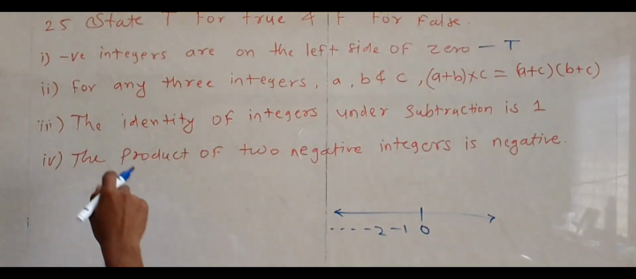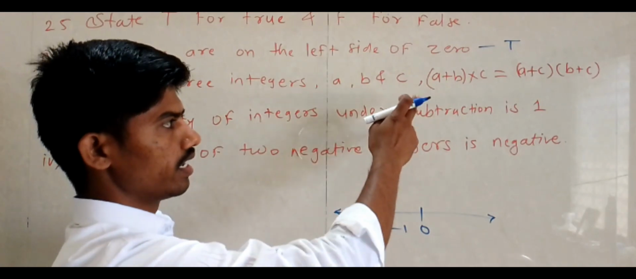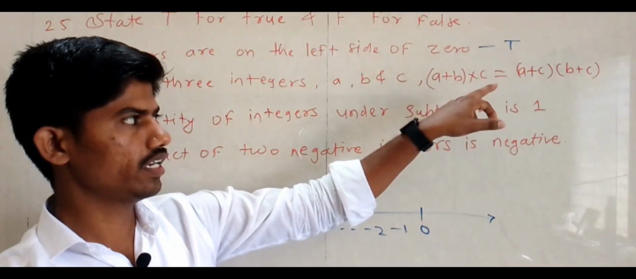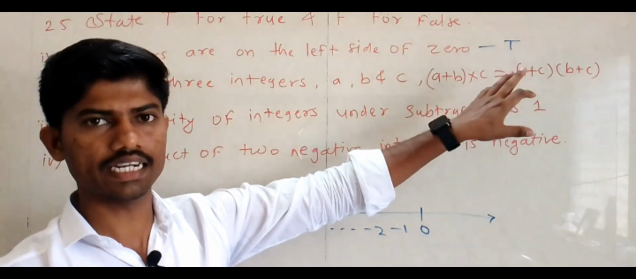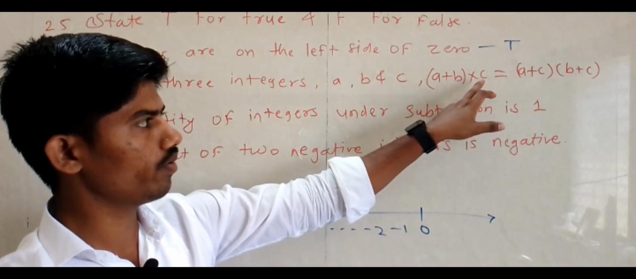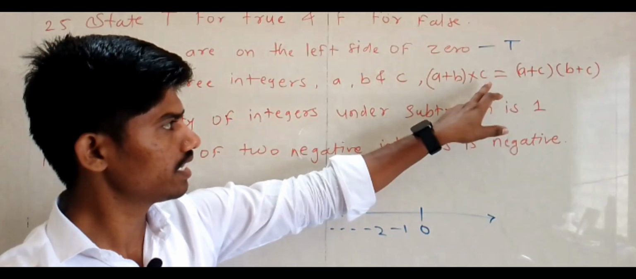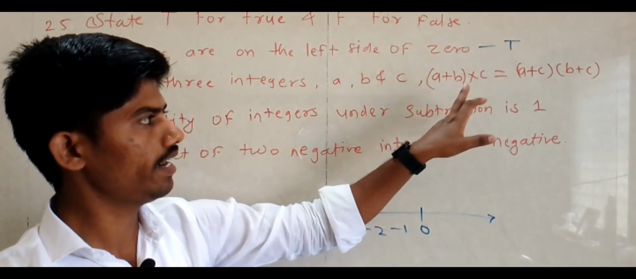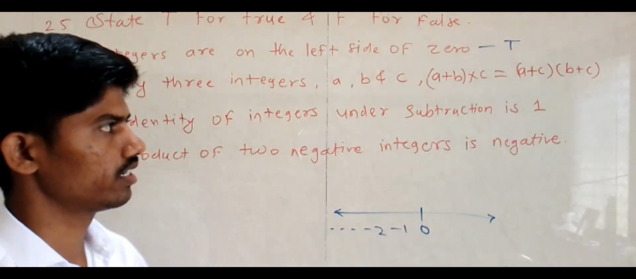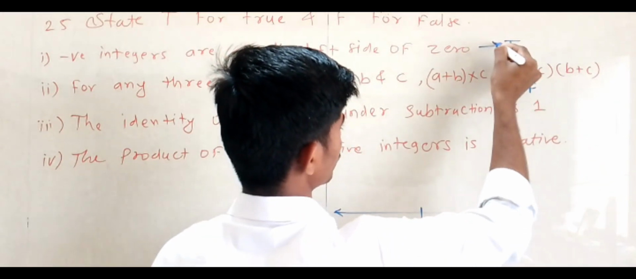Next one. For any three integers a, b and c, a plus b into c is equal to a plus c into b plus c inside the bracket. So this is the distributive property over the addition, but this is not the correct explanation for this one. So the correct explanation is a into c plus b into c, but this one is the incorrect one. So we can say that this one is false, this one is true.